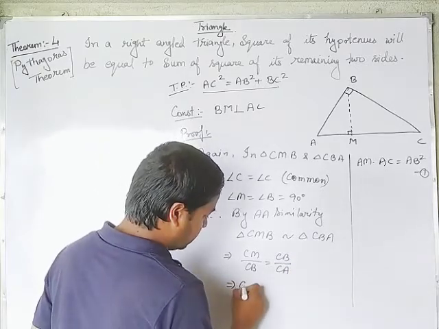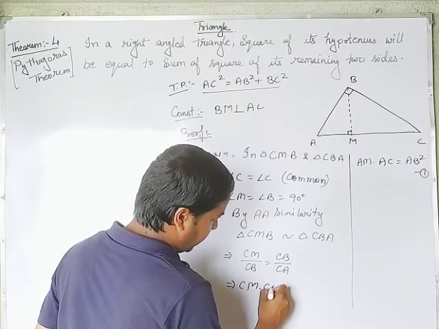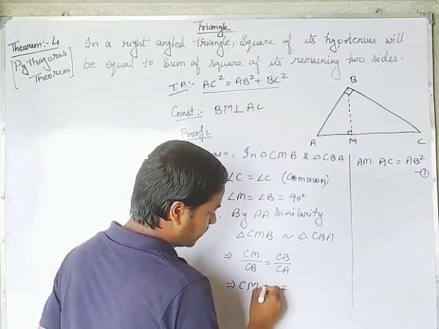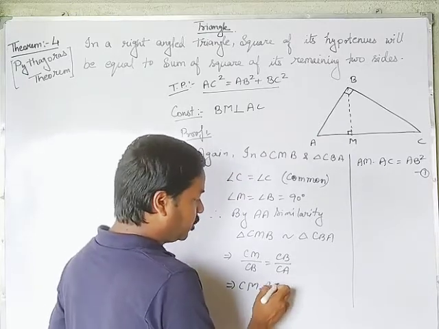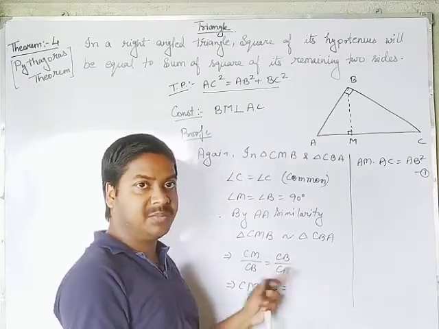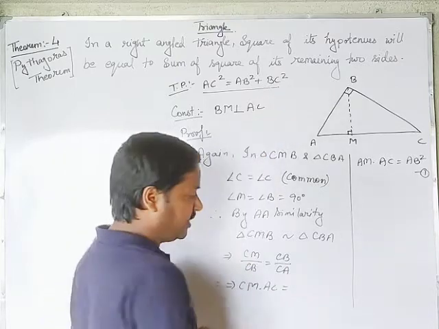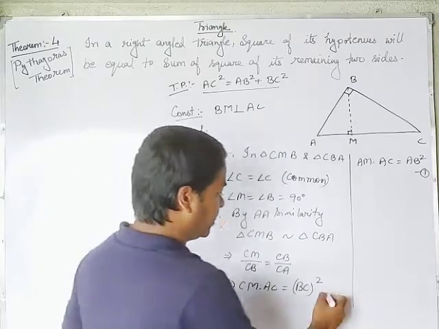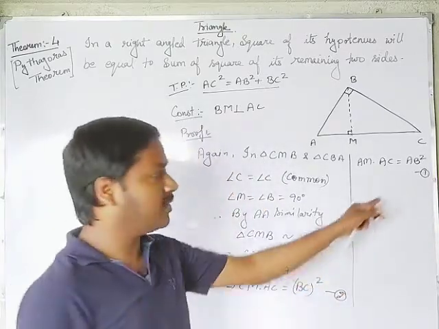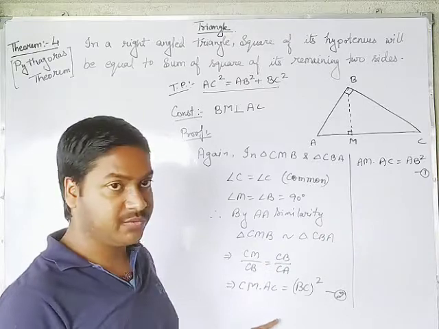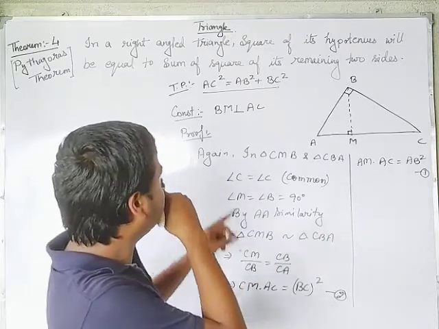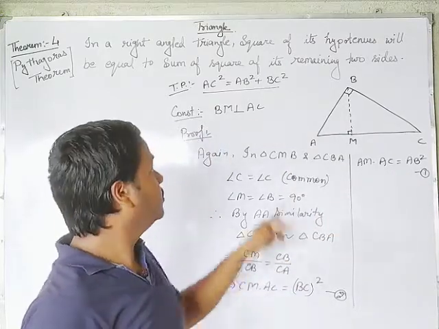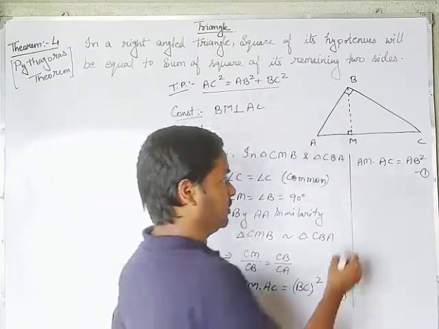Then we can write here, by cross multiply, CM into CA, or CA can be written as AC, AC is equal to CB, I will write it as BC, so that I get this form, BC whole square. Now, let it be equation 2. Equation 1 I was having that one. Equation 2 is this one. Now, according to our proof, we need in the RHS AB square plus BC square. So what will we do? We will add both the equations.